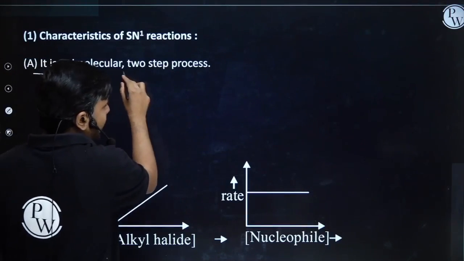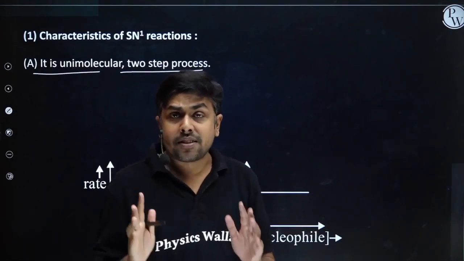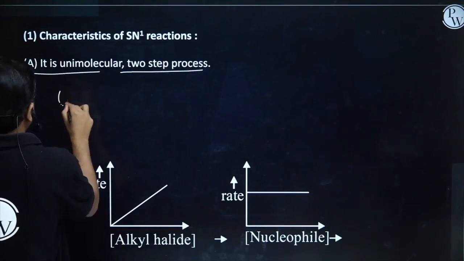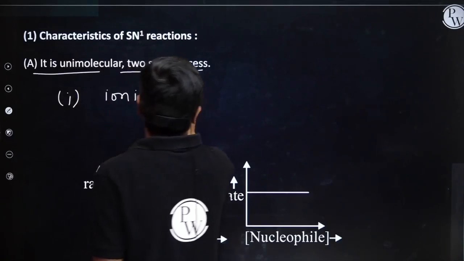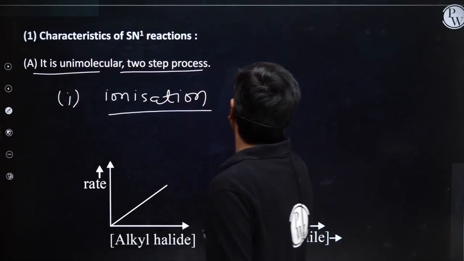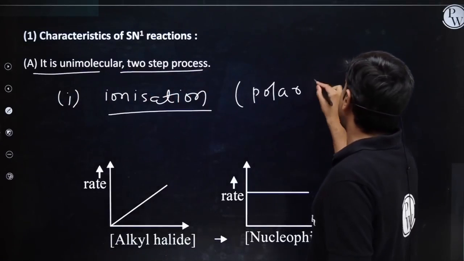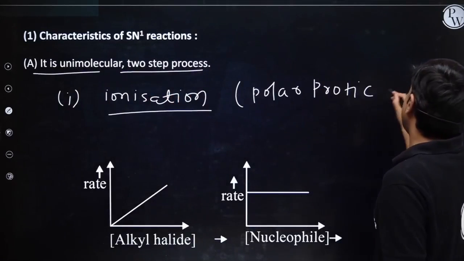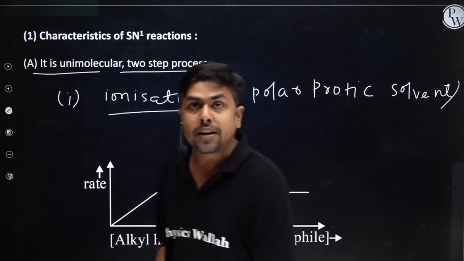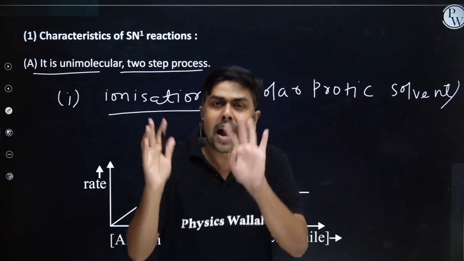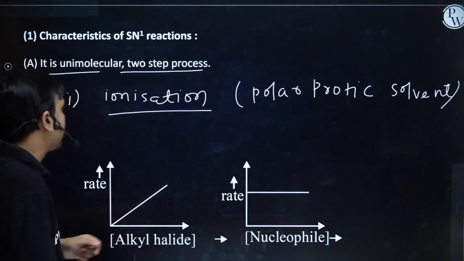Unimolecular reaction, basically it occurs in 2 steps. First step is the ionization step. Step 1, ionization, which is initiated by a polar protic solvent. In general, protic solvent. This solvent ionizes the substrate, ionizes alkyl halide, and I will have the formation of carbocation.